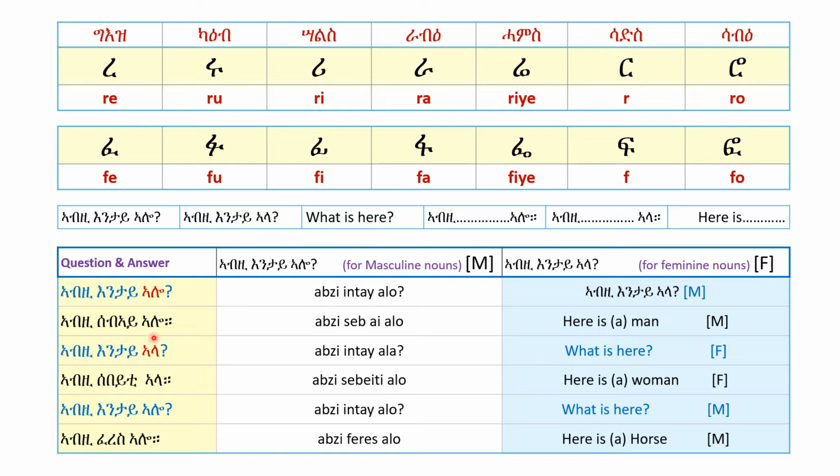Those are questions and those are the answers. We see when we have a masculine noun, we say abzi enta'y alo. If we have a feminine noun, we say abzi enta'y ala.